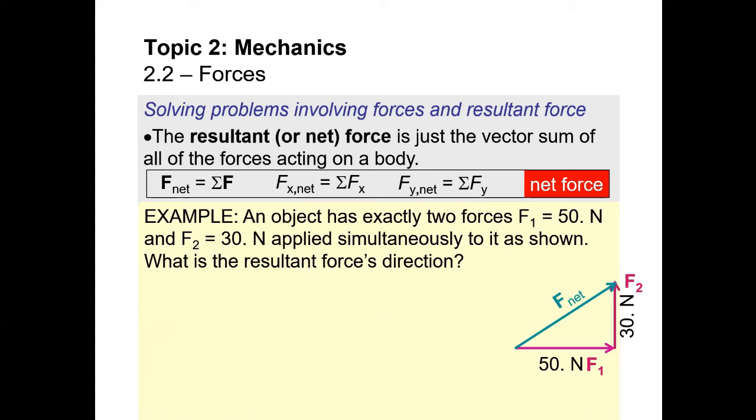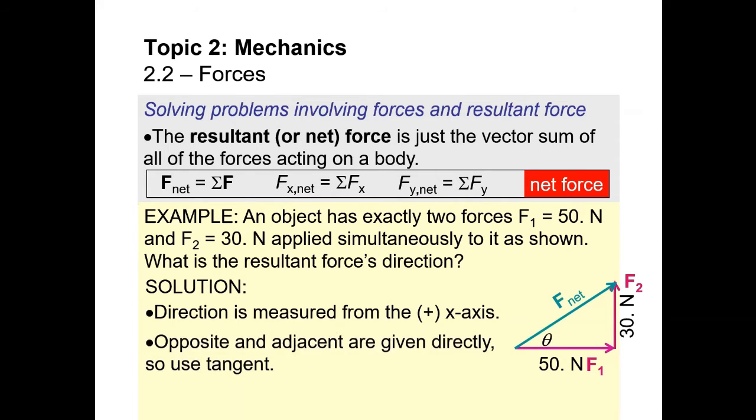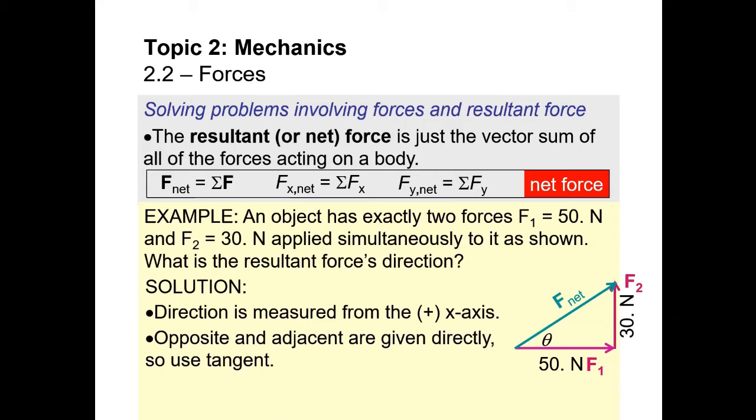What is the resultant force's direction? Direction is measured from the x-axis, so the angle is theta. Opposite and adjacent are given directly, so use tangent. Tan theta equals opposite over adjacent, 30 newton over 50 newton, which is 0.6, and theta equals 31 degrees.